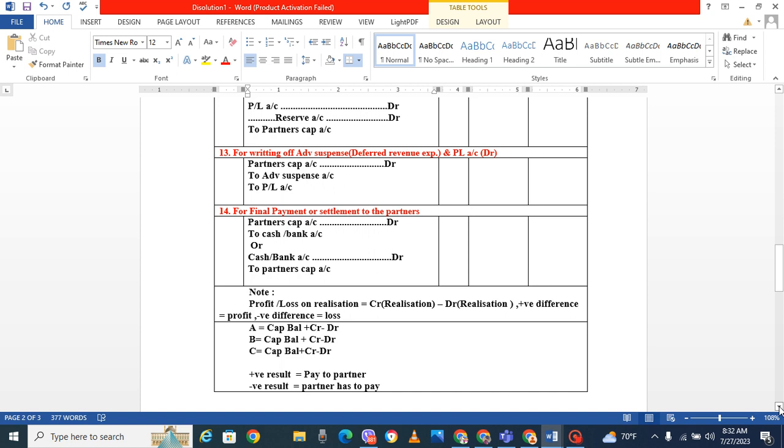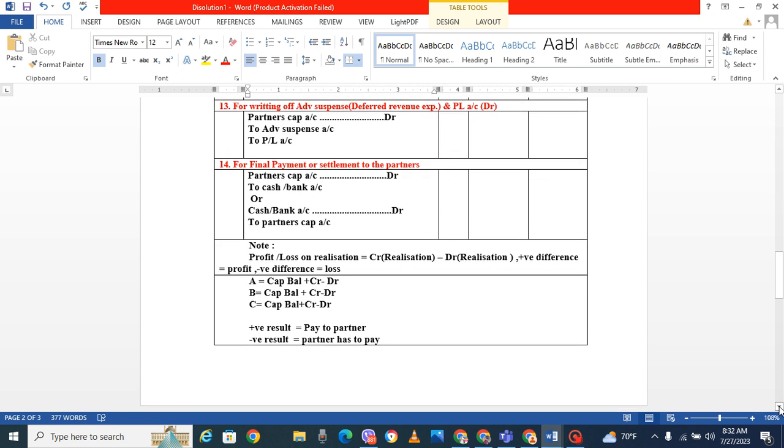I have given a note here on how to calculate profit or loss on realization. If you are going to calculate profit or loss through the journal entries, then take the realization account credit total minus the realization account debit total, whatever value comes. If positive, that is profit. If negative, that is loss. For profit, you have to pass realization account debit to partner's capital, and for loss, partner's capital to realization. For the final payment, I'll show you with an example in a later class. But today, I'll just give you a simple note.